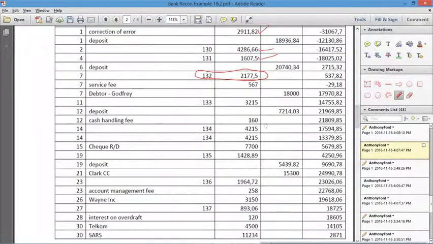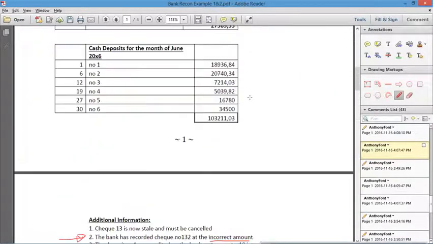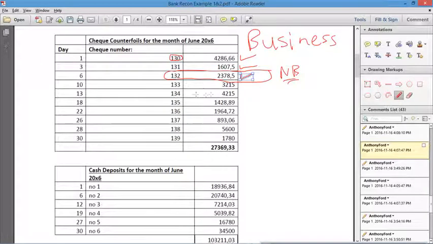Right, next bit. Debtor Godfrey. No, service fee. Are we still doing the checks or not? We'll still do the checks. Okay, let's keep on the checks and then we'll go back to this.